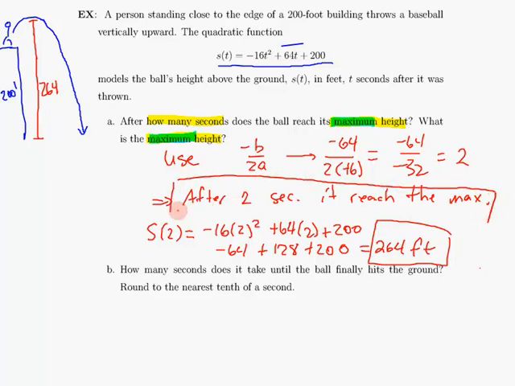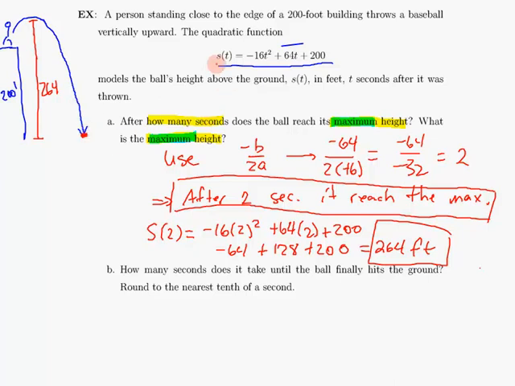Now the second question, part B, says when does it hit the ground? That's not a maximum or minimum question. They're just saying when does it hit the ground. Now what is the height of the ball when it hits the ground? Right? What is the height down here? 0, right? The height of the ball when it hits the ground is 0 feet above the ground.